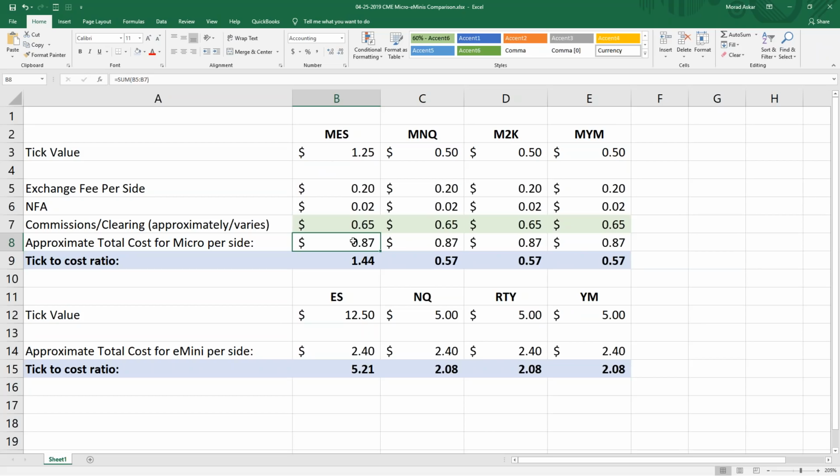Okay, so around 87, 85 cents per contract is where I'd expect this cost to be. Beware of somebody who's selling it really, really cheap, but that's likely to be the cost right there. Now let's compare that to a mini.